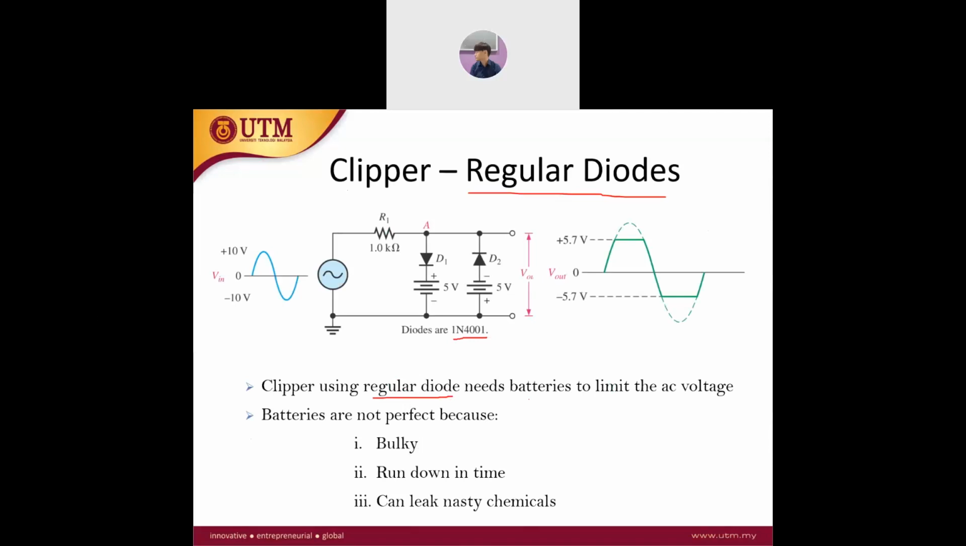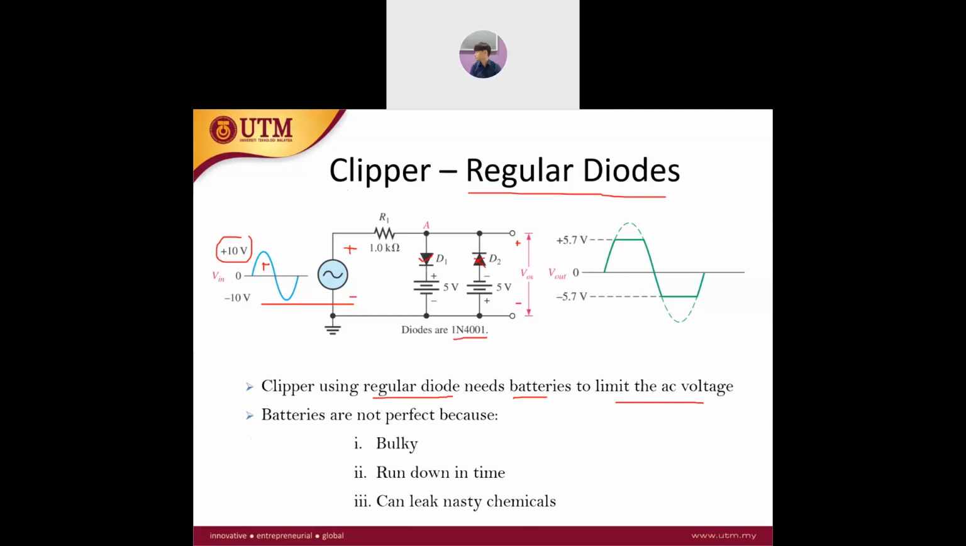Okay, a clipper using a regular diode needs a battery to limit the AC voltage. How is this one being limited? How is the AC voltage being limited? If you see, the V out is measured at the output at the end, with, for example, positive and negative. At the positive cycle, which is the 10 volts, let's say you have positive here and negative here, so this diode is on, while this diode is off.